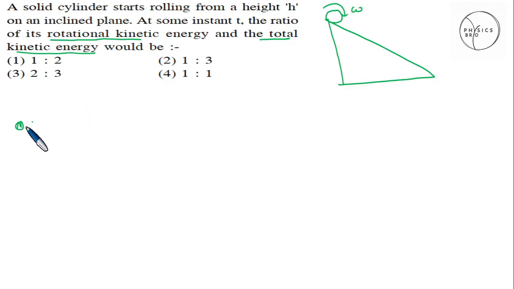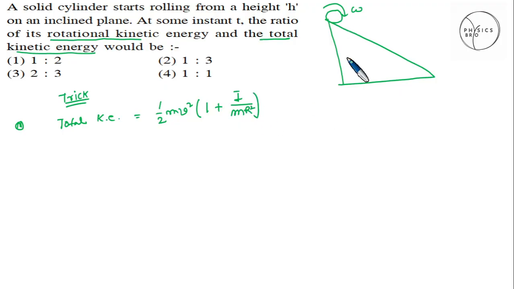I'm using the trick. What is the total kinetic energy for this system? Because it is a solid cylinder, we can write it as half m v square, times 1 plus I by m r square. Remember this one, and you must love it. Here R is the radius of the cylinder.